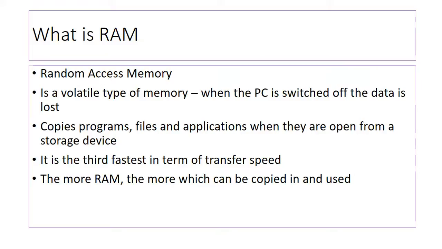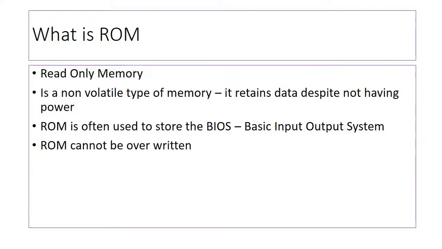In terms of transfer speed, it's the third fastest, and the more RAM you have, the more which can be copied in, the more that can be used. One thing to remember is that because it's volatile memory, it does get wiped. This can be a bit of a drawback, but if you think about it logically, if you had lots of pieces of different software open, all being open but not being put back, the RAM's going to get full up, and then bye-bye RAM. If we have a look at ROM, ROM stands for read-only memory, and it's non-volatile.